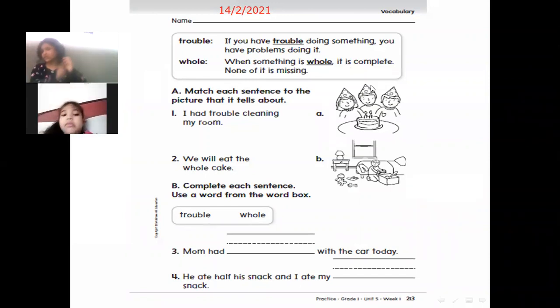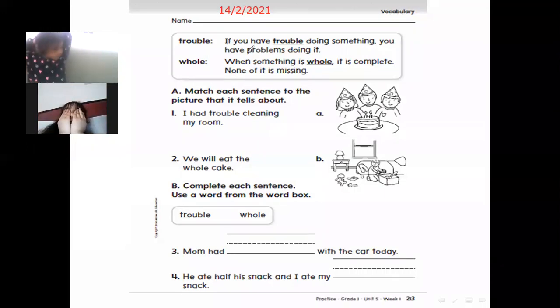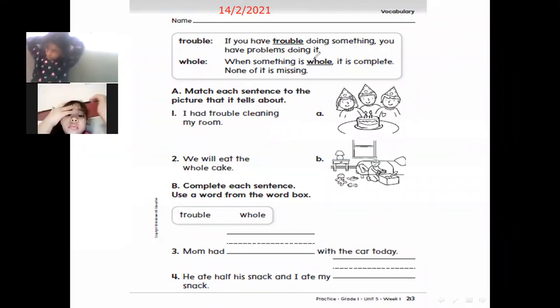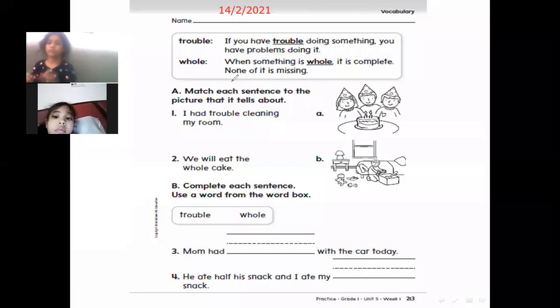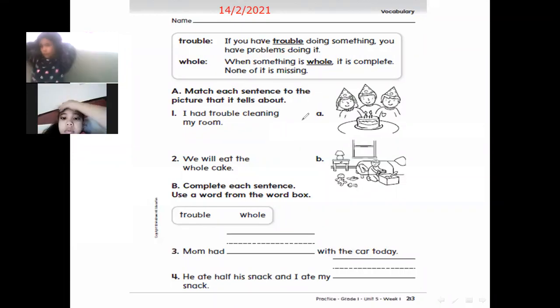Okay. The first word here is trouble. If you have trouble doing something, you have problems doing it. Whole. When something is whole, it's complete. None of it is missing. Match each sentence to the picture that it tells about. I had trouble cleaning my room.